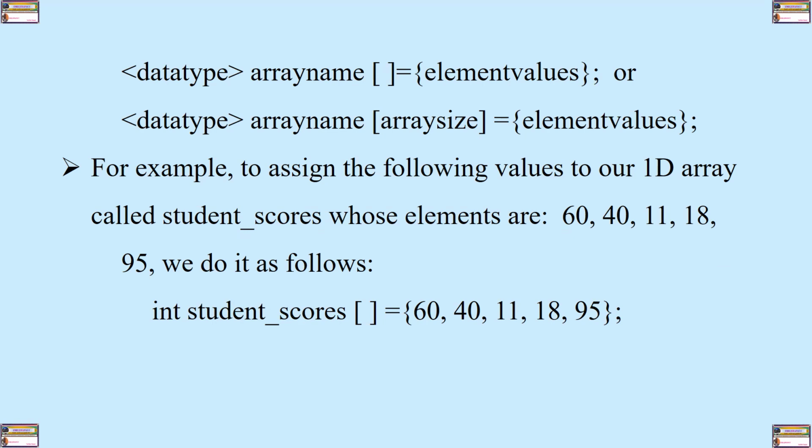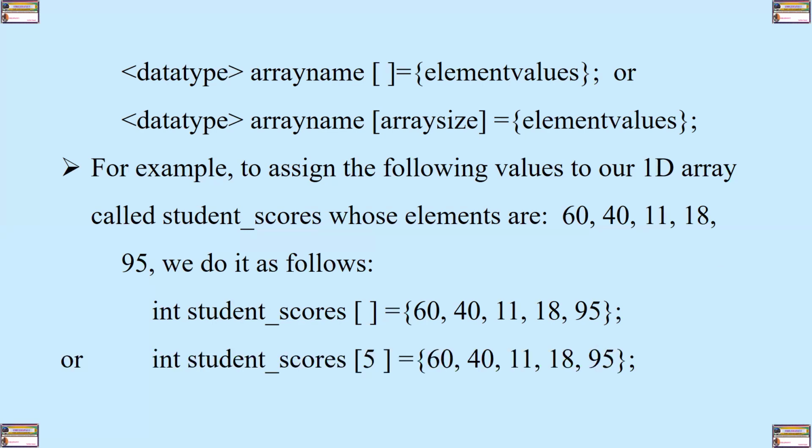I repeat, the braces will help you, or the compiler, know how many elements will be in each row, for example. For a one-dimensional array, we always have only a single row, and therefore you assign them like that, as you can see. Remember to terminate your statement as usual in C++ with a semicolon.